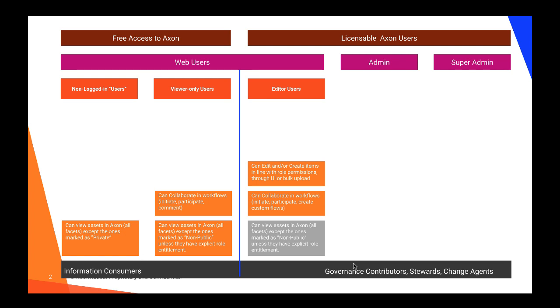So for instance, if I was a project manager and somebody assigned me as the project manager of, say, a FATCA project, then if this role came with create permissions, I would then be able to create additional projects. And if it came with edit permissions, I would be able to edit that project directly. Because of those permissions, I've become an editor user and I'm now licensable.